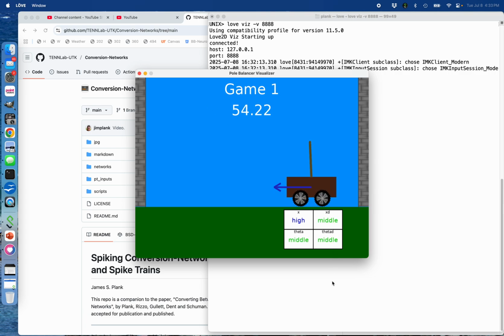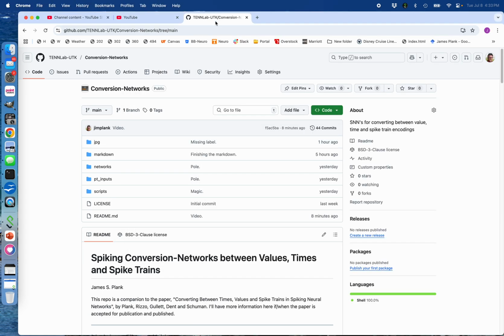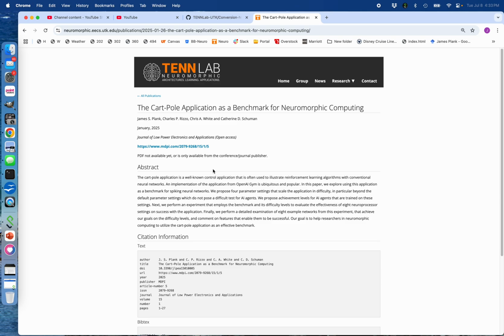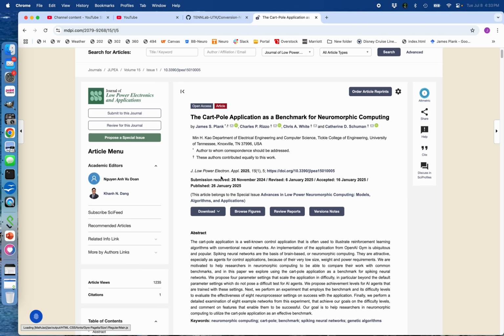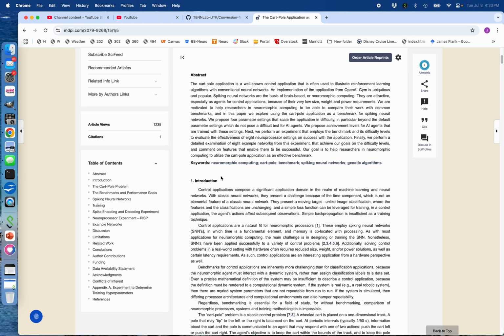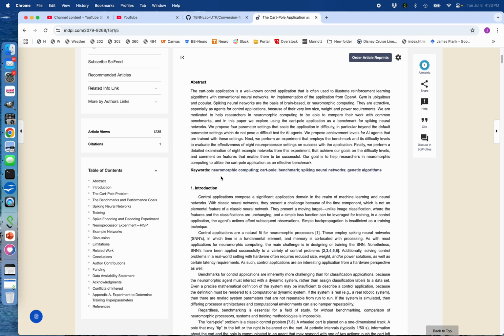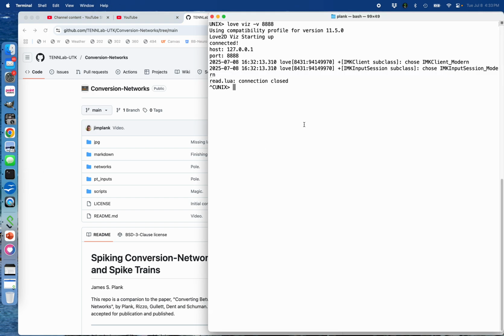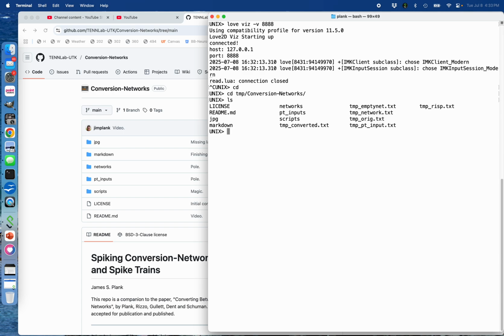All right, we'll get rid of that. If you want more info about the cart pole problem, you can go to our homepage, go to publications, and cart pole is in open access, a nice journal paper all about the cart pole, including input encodings that we've worked on and all the parameter settings, etc. However, this is not an advertisement for that paper. This instead is working on this paper. So now we're going to go to the repo here. And what we have is the following.